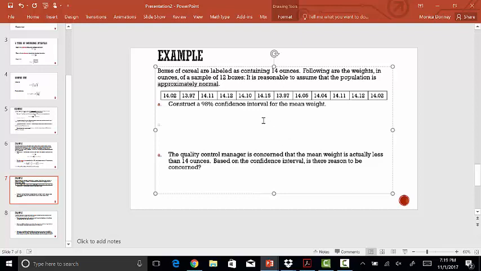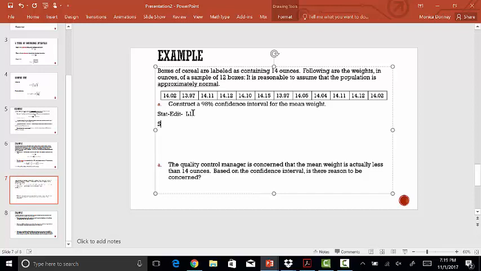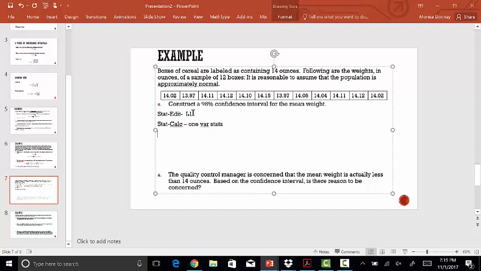Now, if you notice, they did not give us a population standard deviation. The only thing they gave us was the sample data. So using this sample data, the first thing I'm going to do is go to my calculator. I'm going to go to Stat, Edit, and I'm going to type this data into List 1. Once I type this data into List 1, I'm going to go Stat, Calc, one variable stats, and I'm going to find the mean and the standard deviation of this data set.